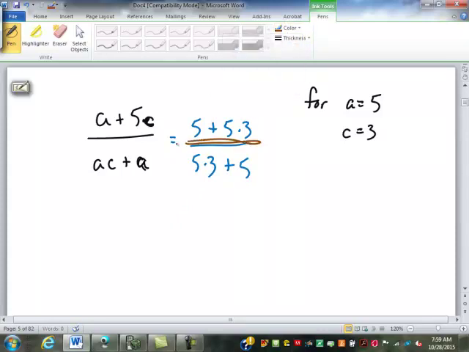So a fraction bar says we'll do everything on top first. What do we do first up there? Yeah, 5 times 3 is 15. Then we can do 5 plus 15 is 20. On bottom, we have to do 5 times 3 is 15, plus 5 is 20. So 20 over 20, this is 1. That looks familiar, I hope.